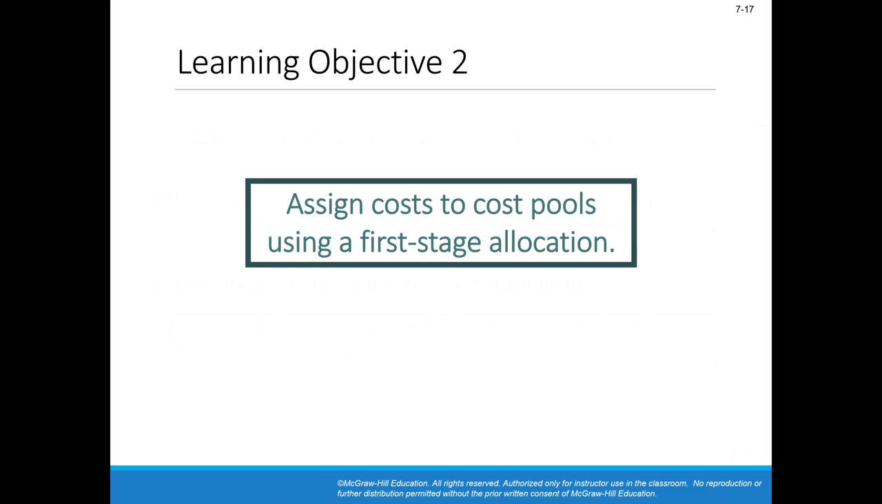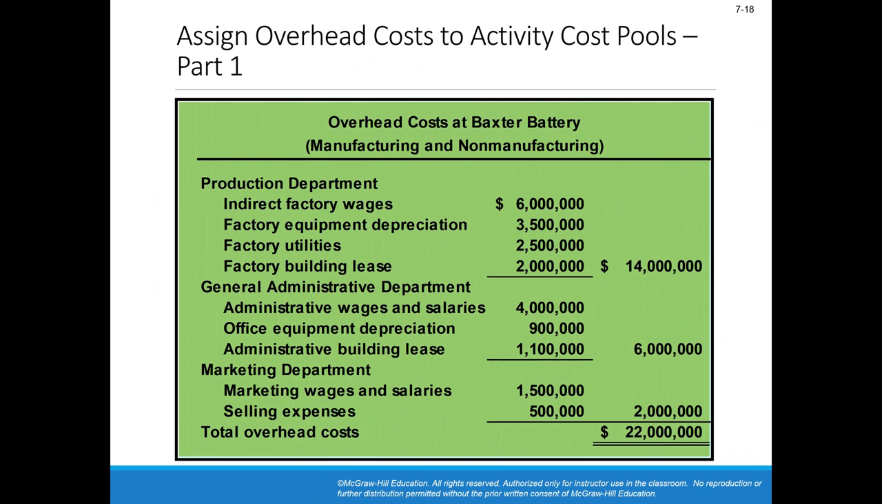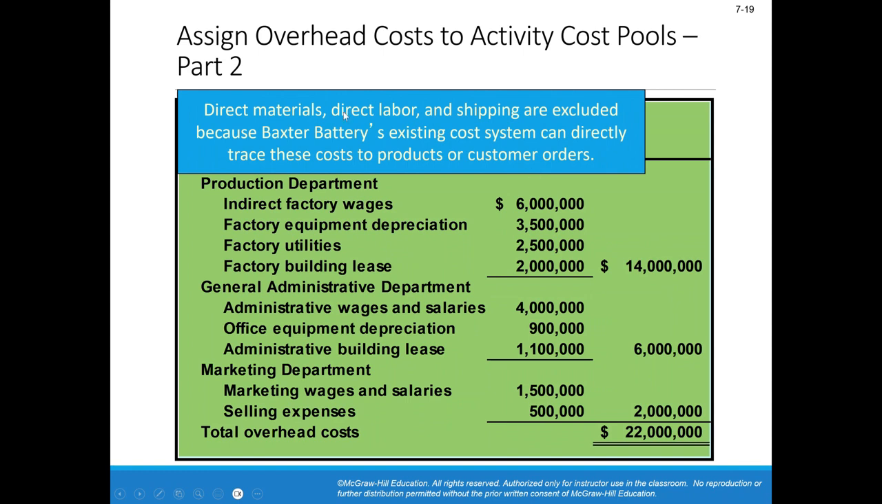All right, assign costs to cost pools using a first stage allocation. So here we have production department wages, etc. And so for the production department, the total cost is 14 million, general administrative department 6 million, and in the marketing department 2 million. So our overhead costs are $22 million. Direct materials, direct labor, and shipping are excluded because their existing cost system can directly trace these costs to products or customers' orders.